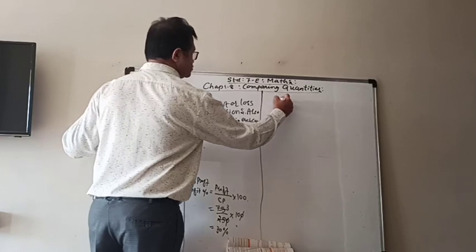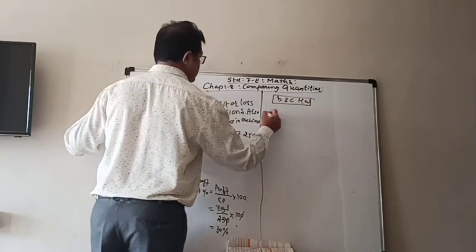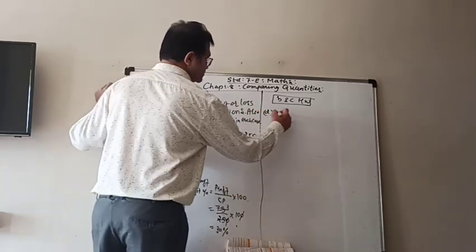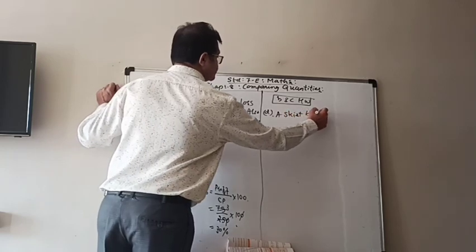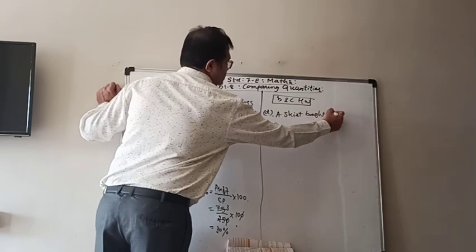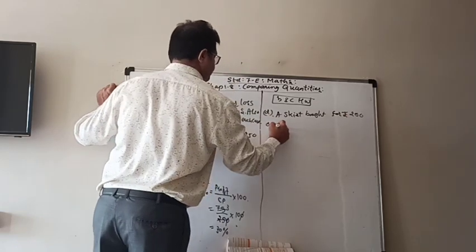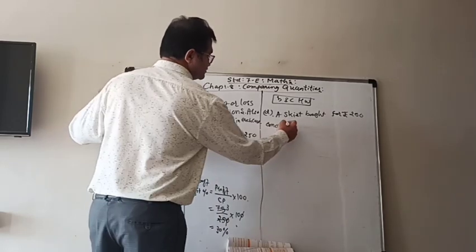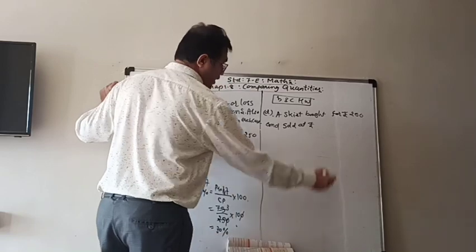Now let's do D, and B and C are homework. Now we will do D. What is given in D? A skirt bought for rupees 250 and sold at rupees 150.